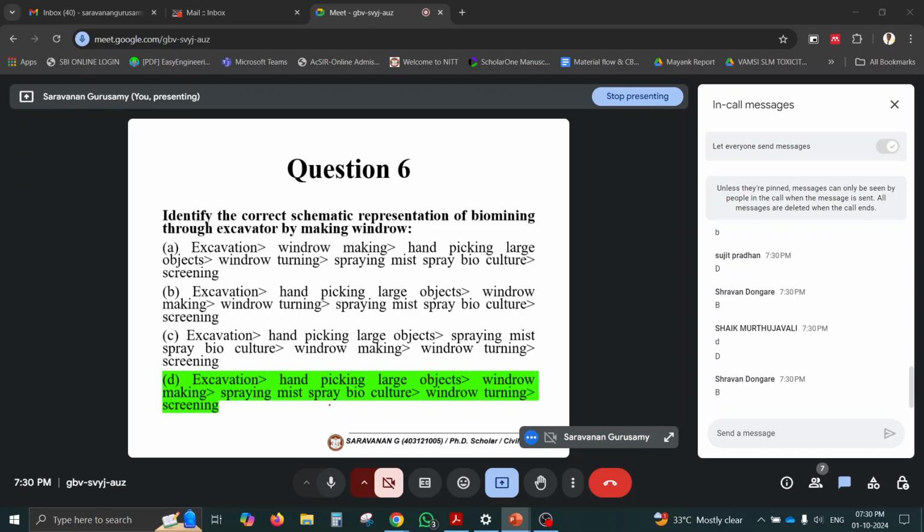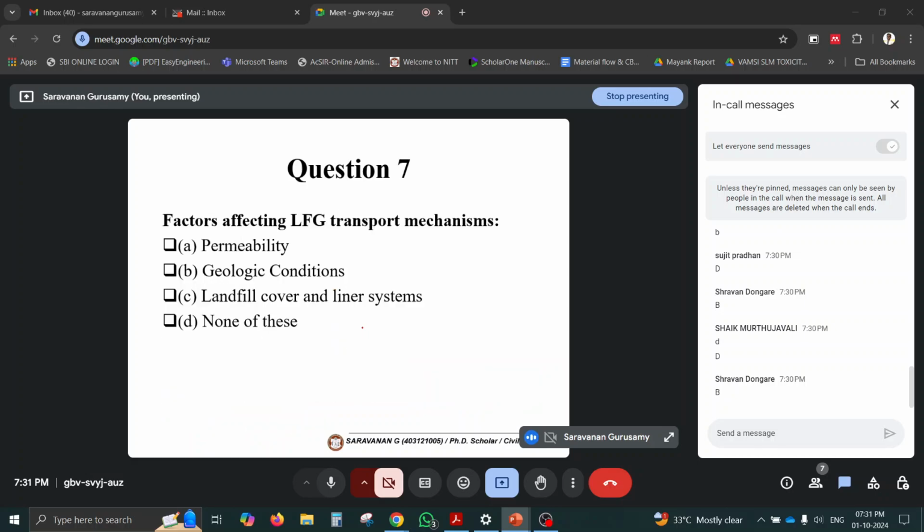Yes, that's correct. Because after making the windrow only, we can spray the mist, then we can turn the windrow every 2 to 3 days, then after 20 days, we can screen the waste. So excavation, hand picking of the large objects, we have to form the windrow, we have to spray the bioculture, we can turn the windrow every 2 to 3 days, then after 20 days or after the 3 to 4 turnings, we can screen the waste. Got it? Okay.